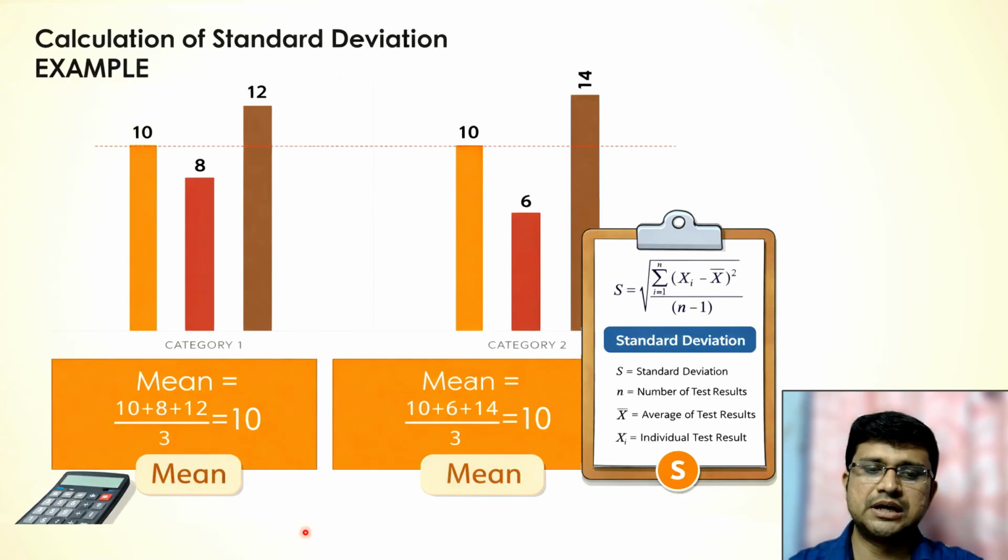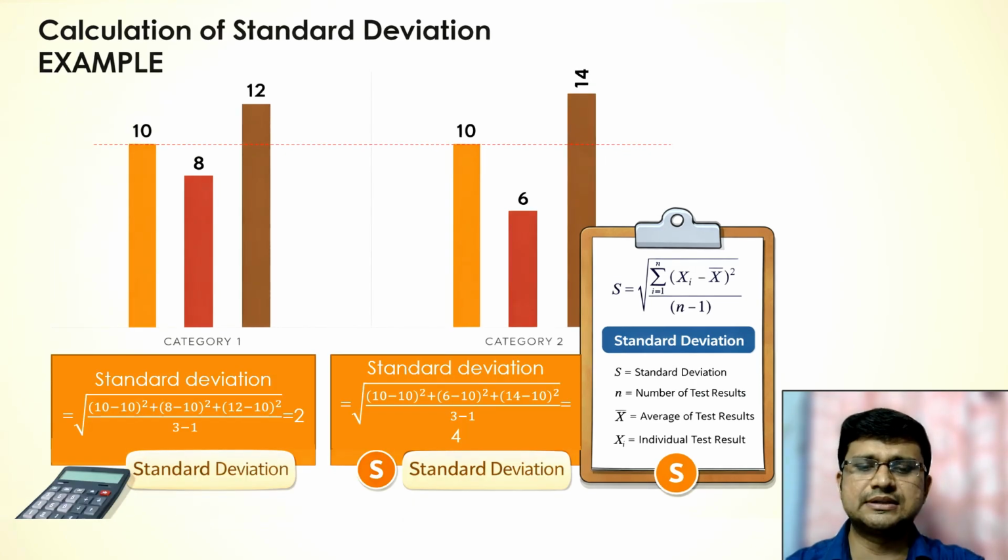Now, we can also discuss the concept of standard deviation in these two cases. Suppose there are two categories of samples. For one category, the values are 10, 8 and 12. What is the average value? 10. And suppose in a separate category, the values are 10, 6 and 14. So again the average value is 10. So for both these cases, the average value is the same, which is 10. But if we go for the standard deviation, the standard deviation value is not the same. If we use this simple equation and calculate the standard deviation, for the first case it is 2 and for the second case it is 4.